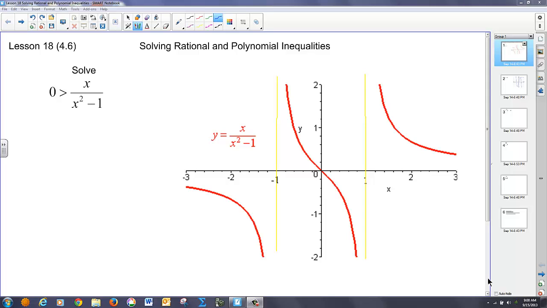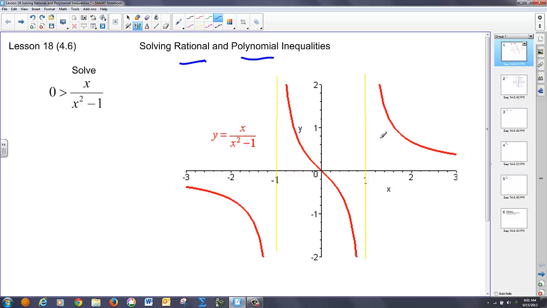So we're going to move from graphing the rational expressions to solving rational and polynomial inequalities. Now, we've solved quadratic inequalities at this point, but not these two. You'll notice that I have this inequality here. Where is the function of x over x squared minus 1 less than 0?